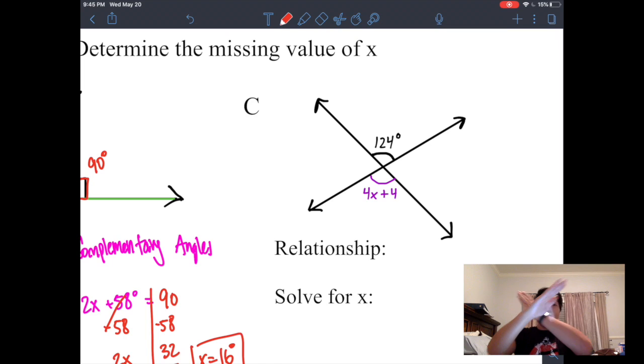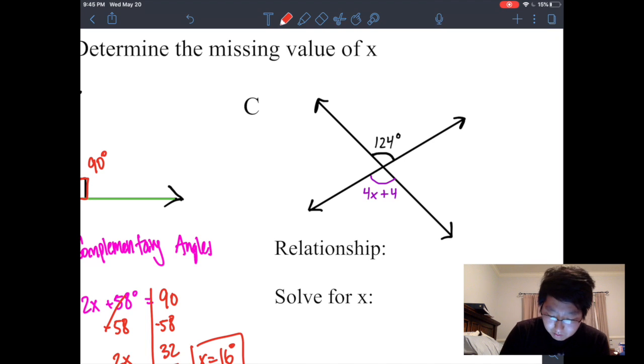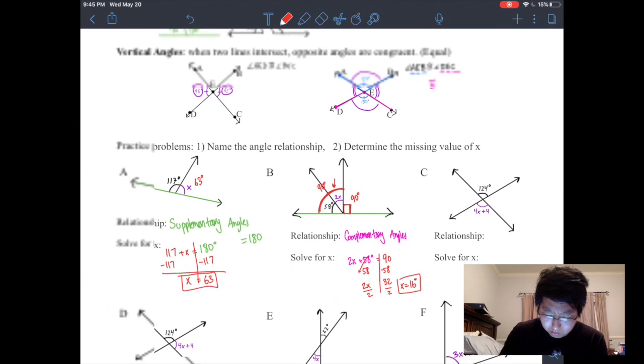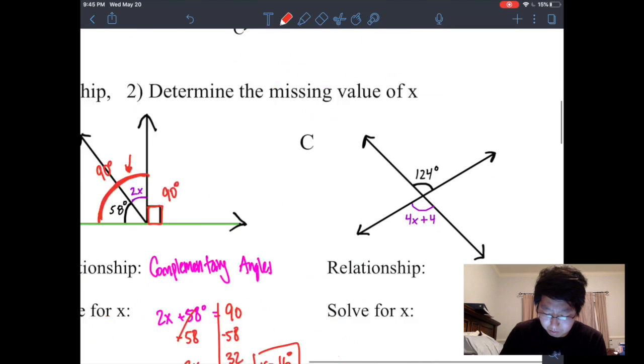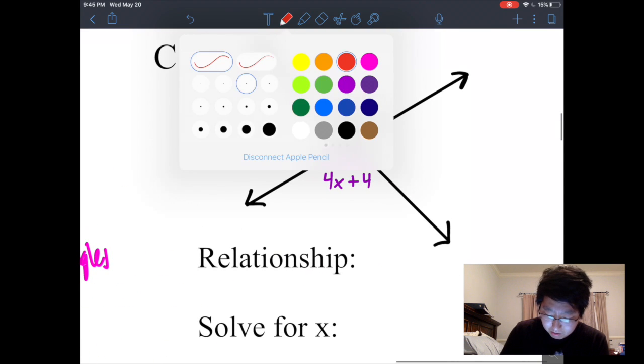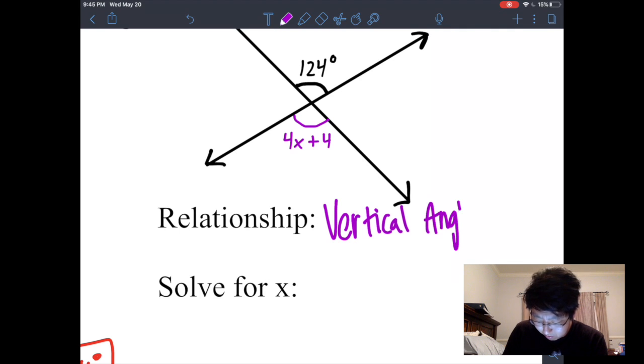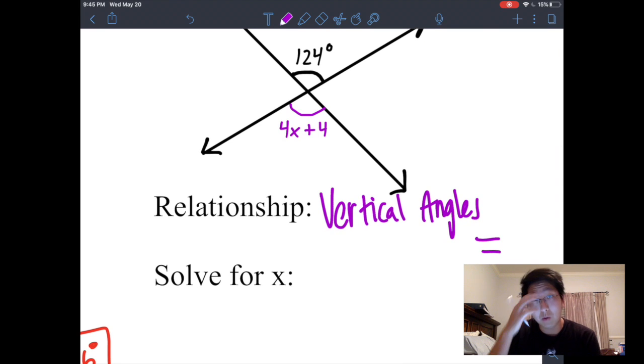we have two lines that intersect, and we're saying the top and the bottom, right, that there's a relationship there. And the relationship that they have is that they're equal. This is what we're going to call, let me see what color I used. I'll use purple. Okay. So right here, these are vertical angles. So what we can say about these two is that they're equal. We're going to say that the top and the bottom are equal.